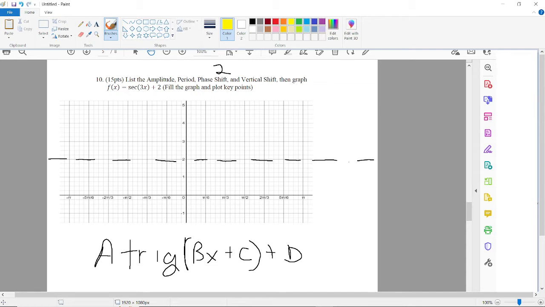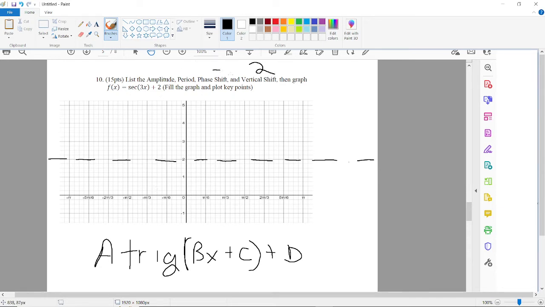Why did I put 2 up here? That 2 doesn't belong there. 2 is the vertical shift. I want that in black. The vertical shift is 2. And I've got to get my pen. The vertical shift is 2. The phase shift is none. There is no phase shift.